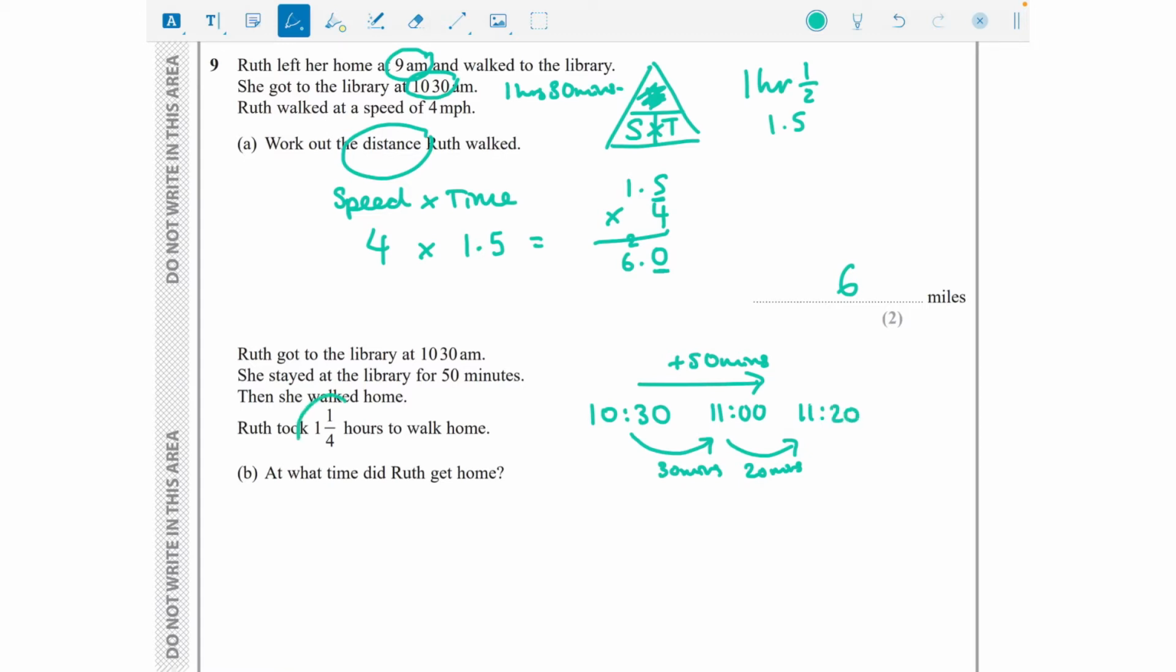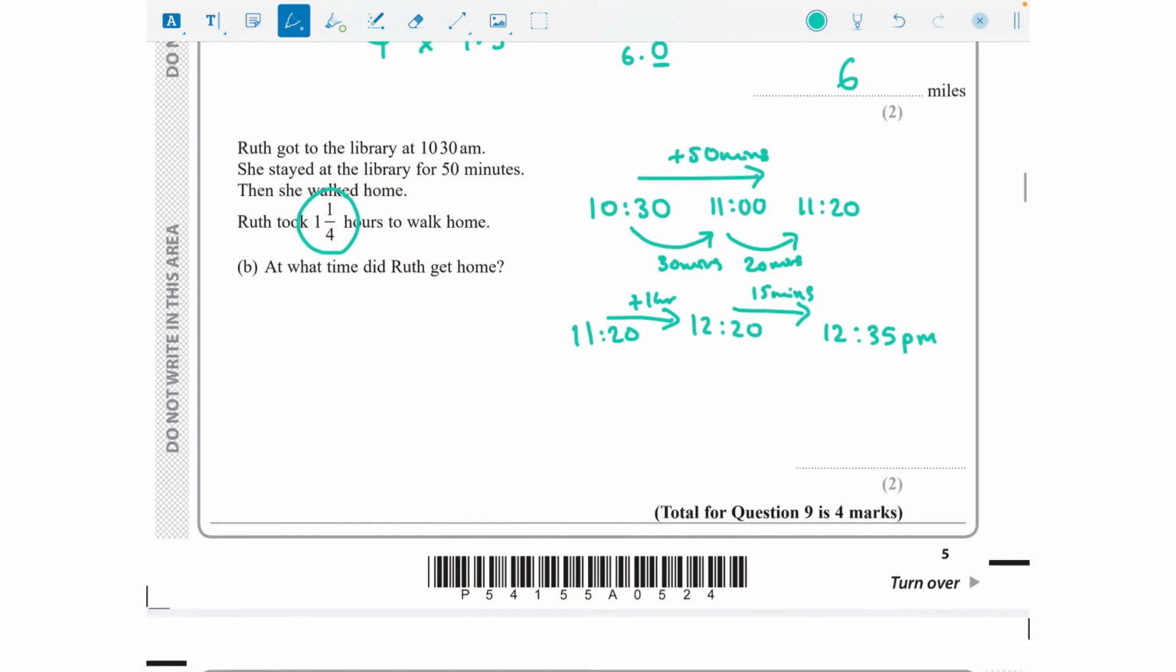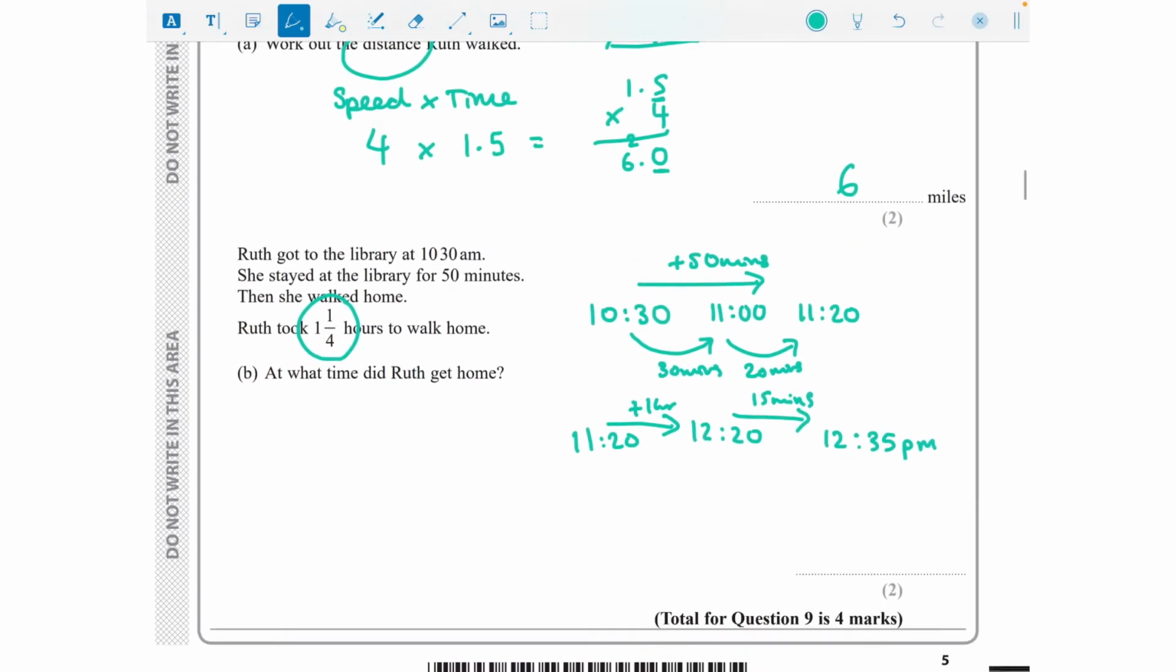Then she took an hour and a quarter to get home. So an hour and a quarter, let's add the hour on first. So we're at 11:20 now. Let's add on the hour. And that is 12:20. And then we've just got to add on the quarter of an hour. Now a quarter of an hour is 15 minutes. So adding on 15 minutes takes us up to 12:35 p.m. Good. Ooh, 12:35.